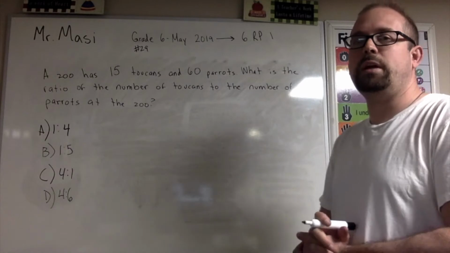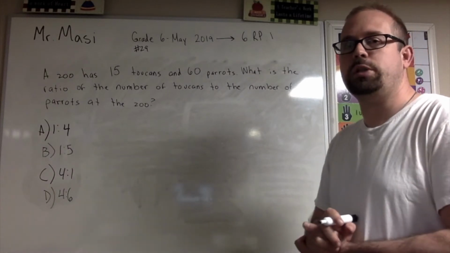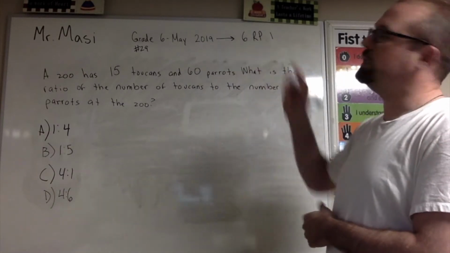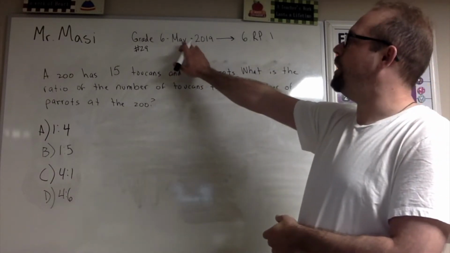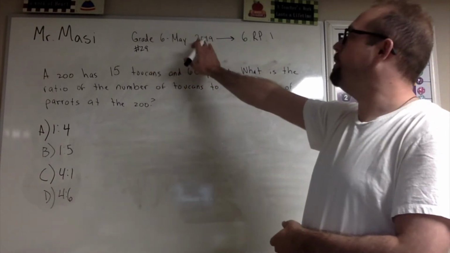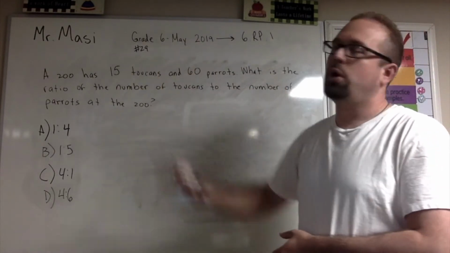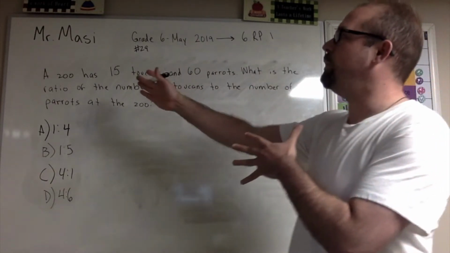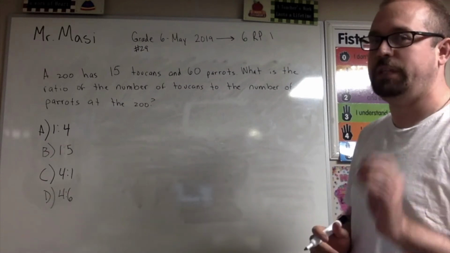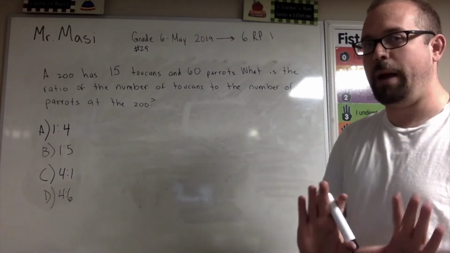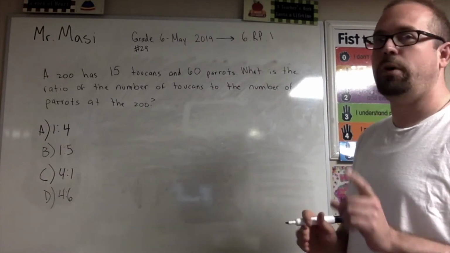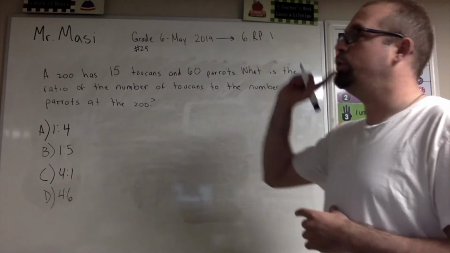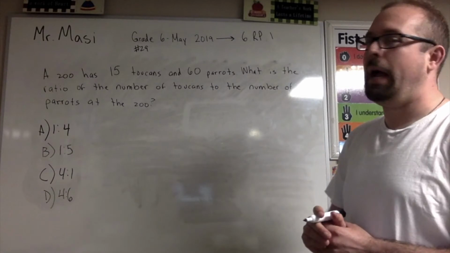Hello everybody, we're looking at grade 6 ratio and proportions, and this is the power standard 6.RP.1 coming to us from the grade 6 test from May of 2019, question number 29. So what this question asks us is, a zoo has 15 toucans and 60 parrots. What is the ratio of the number of toucans to the number of parrots at the zoo?